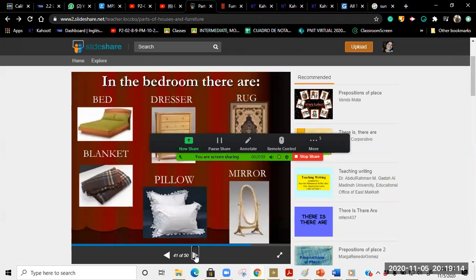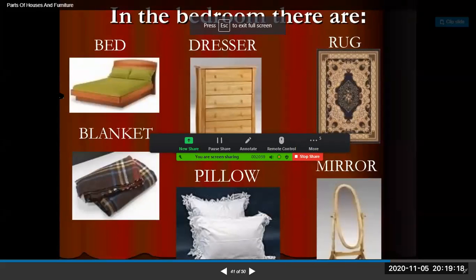Okay, now let's talk a little bit about furnitures here. So we have a bed. Okay, now talking about bed.